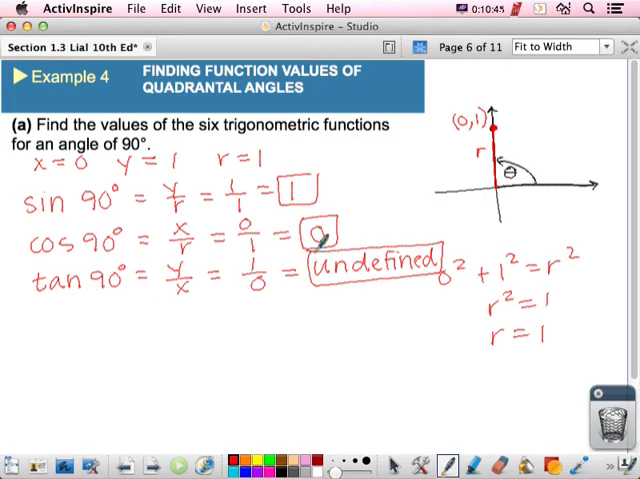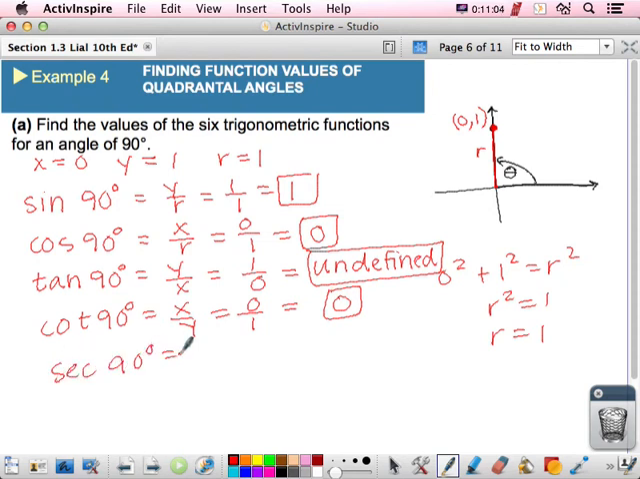Undefined. Then the cotangent of 90 is x over y, which is 0 over 1. Now, 0 on top is not undefined. What's 0 on top? 0. And finally, secant and cosecant. So secant of 90 degrees, that's our abbreviation for secant, is r over x, which is 1 over 0, which is undefined.